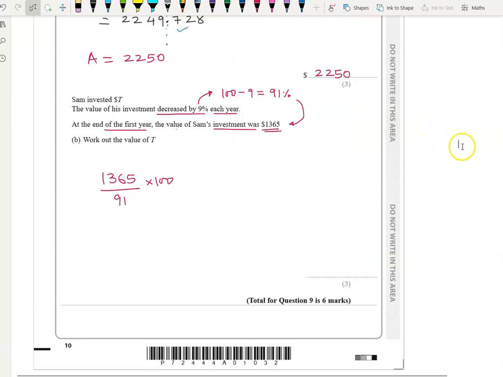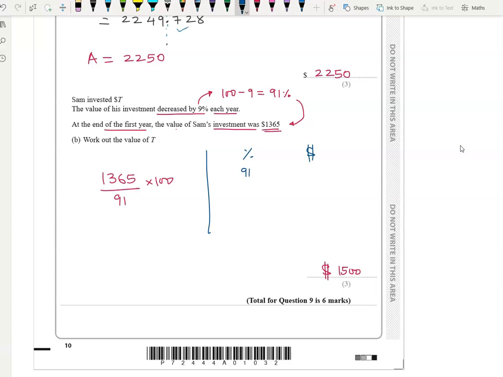That gives you 1500. So Sam's investment was $1500. Now one more way of doing this is you can do it using the ratio method. You can write your percentage and you can write your dollars.